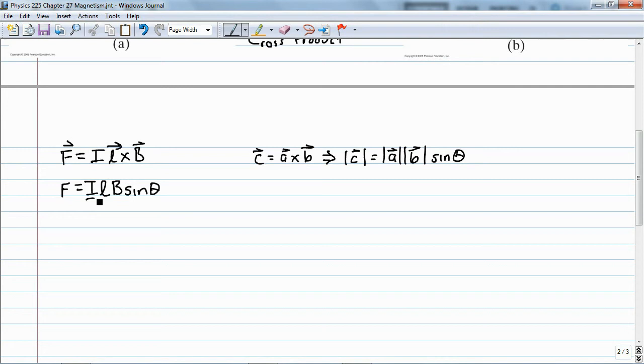And we just notice that this is the maximum. F max is equal to ILB when theta is equal to 90 degrees, because that will make the sine a 1.